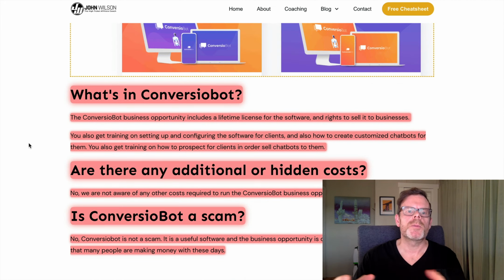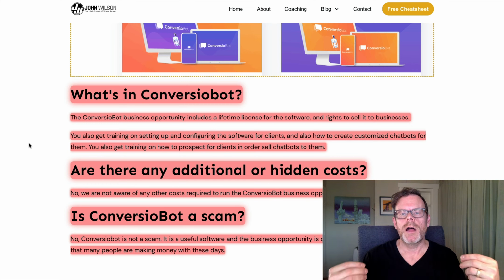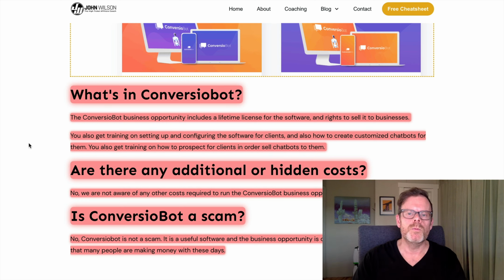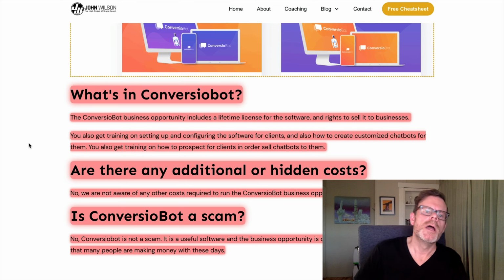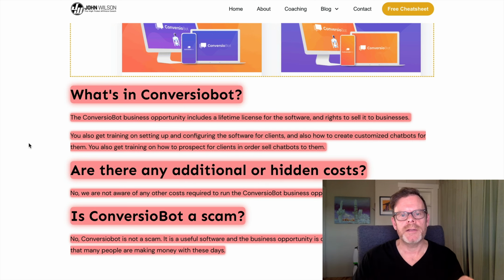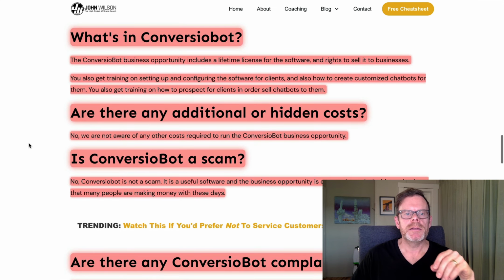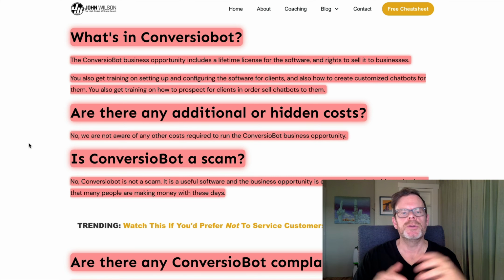So what's in ConversioBot? The ConversioBot business opportunity includes a lifetime license to the software and rights to sell chatbots made with it to businesses. You'll also get the training on setting up and configuring the software for clients and also how to create customized chatbots for them. You also get the training on how to prospect for clients in order to sell chatbots to them. Are there any additional or hidden costs? No, not that we're aware of. There's nothing else required to run the ConversioBot business opportunity.